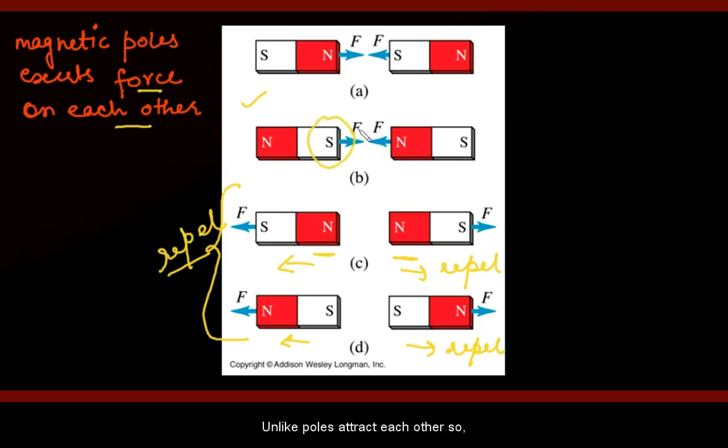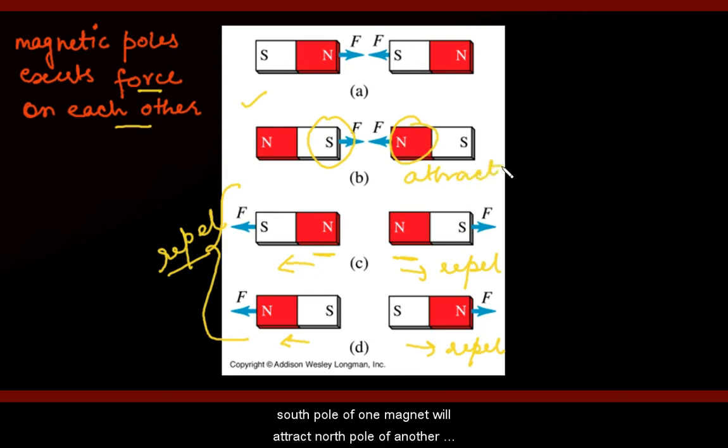Unlike poles attract each other. So, south pole of one magnet will attract north pole of another magnet. Similarly, north pole of one magnet will attract south pole of another magnet.